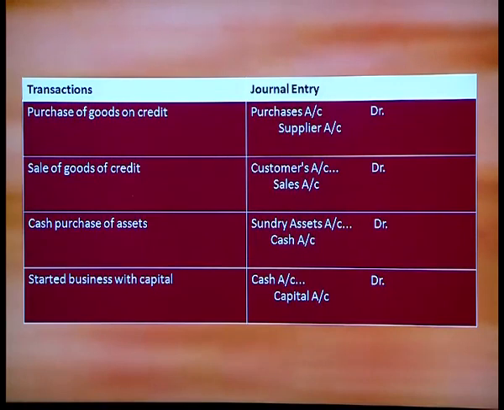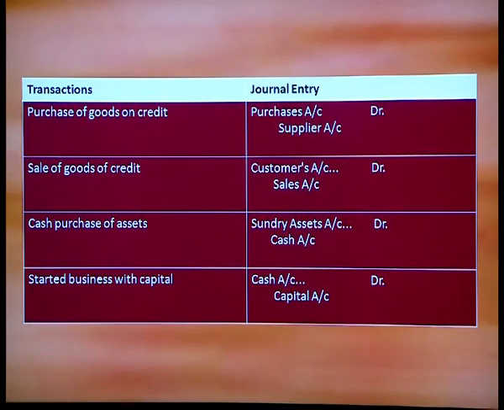Next, sale of goods on credit. Which are the affected accounts? Customers account and sales account. Customers account is debited. Sales as a revenue increasing, it is credited. Purchase of asset. Asset is increasing, so asset account and cash account are the affected accounts. Asset account is debited. Cash is decreasing as an asset. When asset decreases, it is credited. So, cash account is credited.